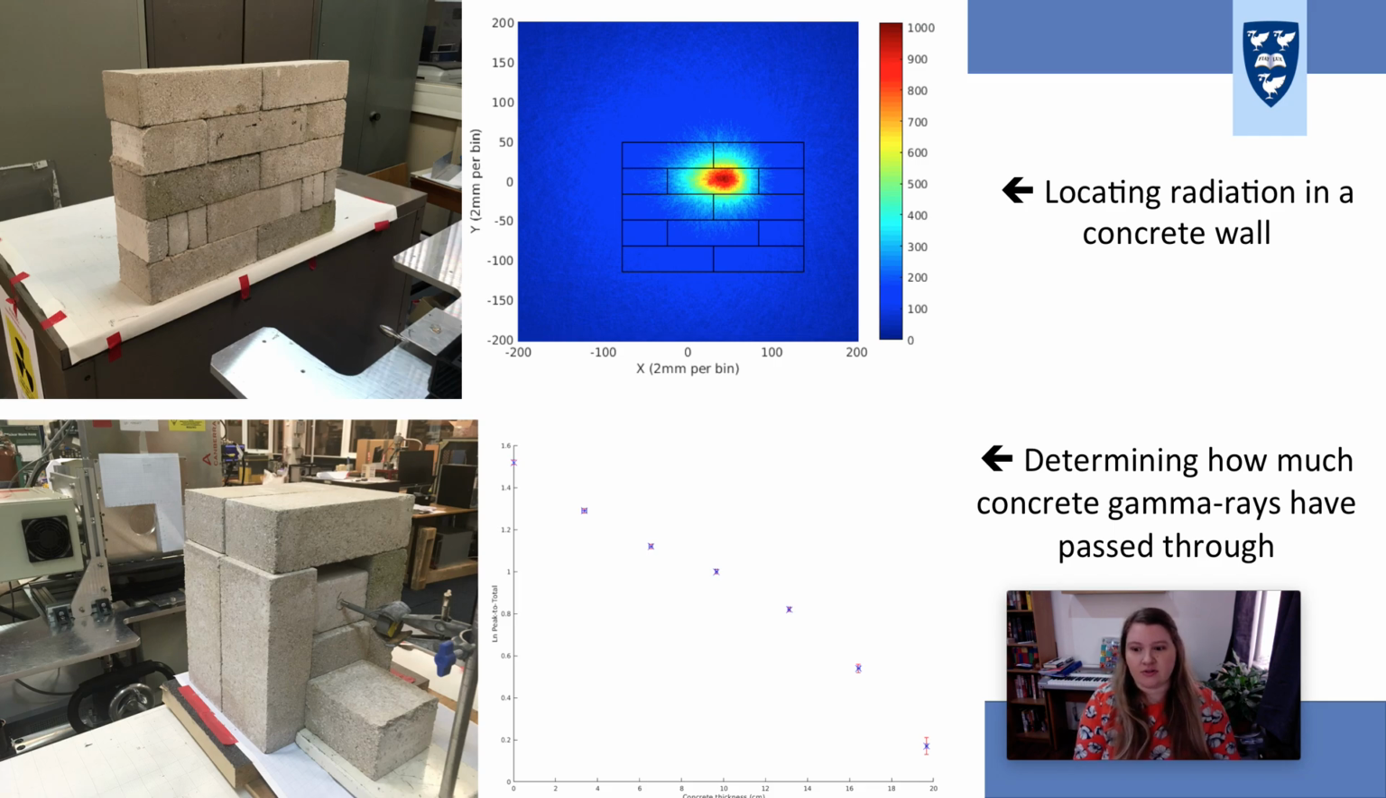Another thing I was looking into was how it could be determined how much concrete the gamma rays have passed through. Is there a relationship, with our very specific detector, between the amount of concrete, its thickness, and the intensity of radiation? Being able to find a relationship between the two can again help the nuclear industry with the disposal of radioactive waste.